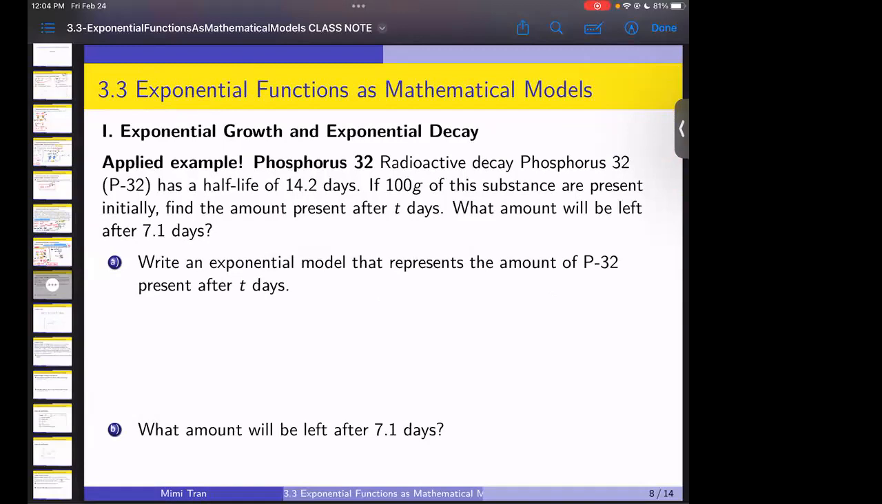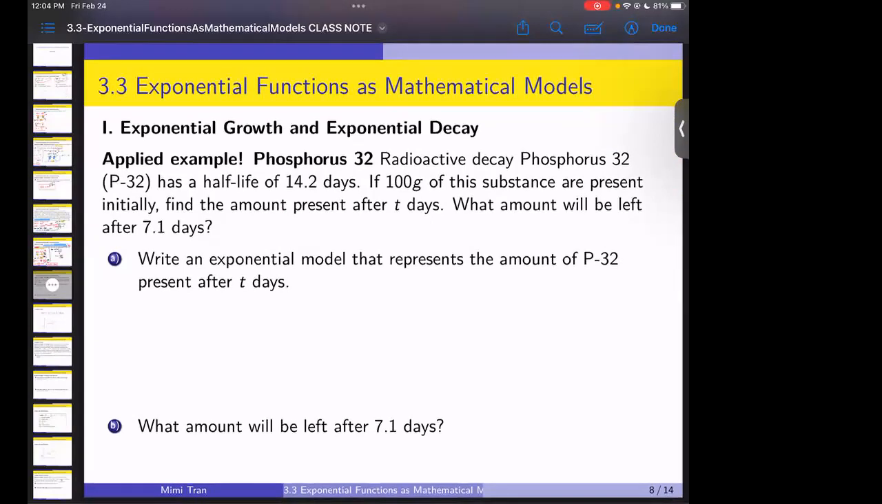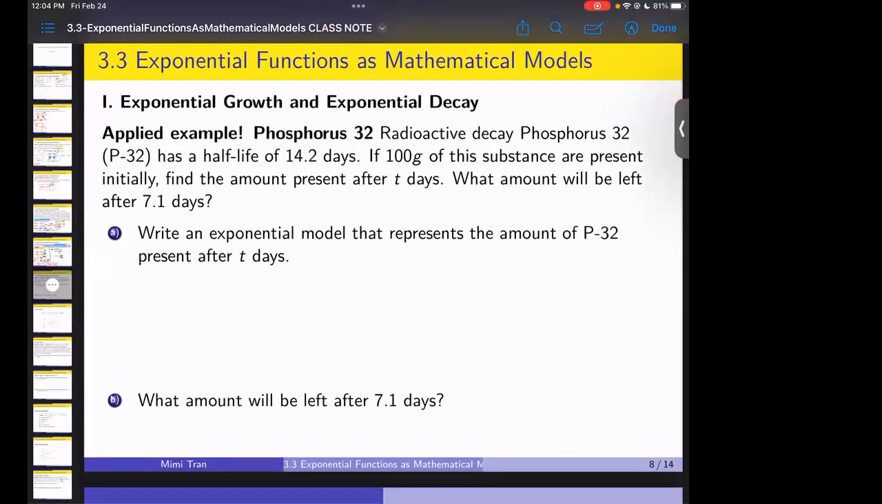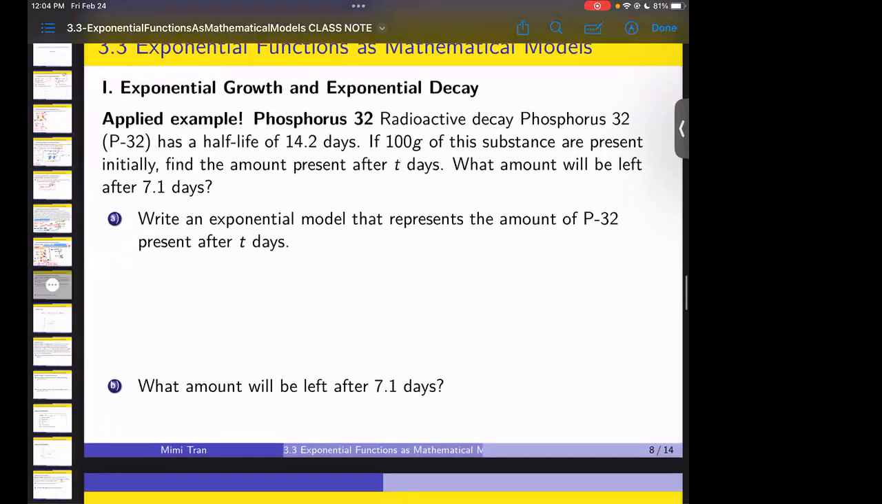Phosphorus-32 is a radioactive substance, and it has a half-life of 14.2 days. If 100 grams of this substance are present initially, find the amount after t days. What amount will be left after 7.1 days? Right, so there are two parts to this. First, we have to construct an exponential model for this, right?